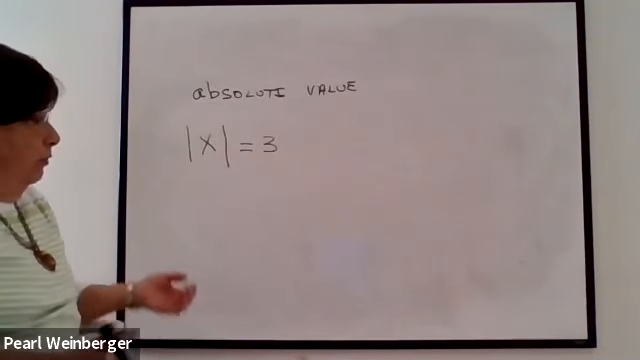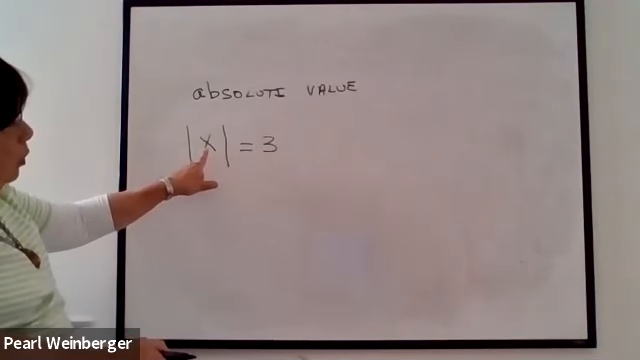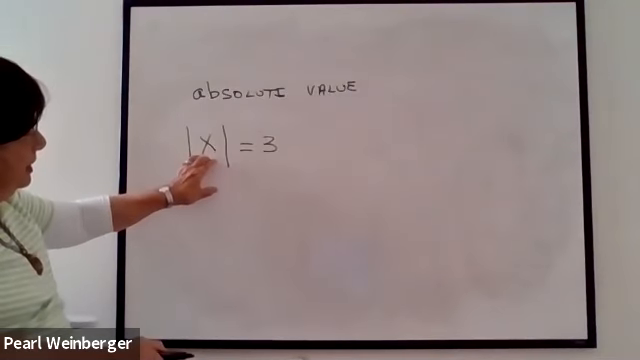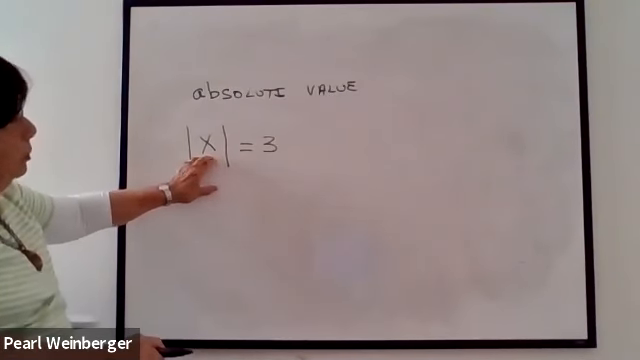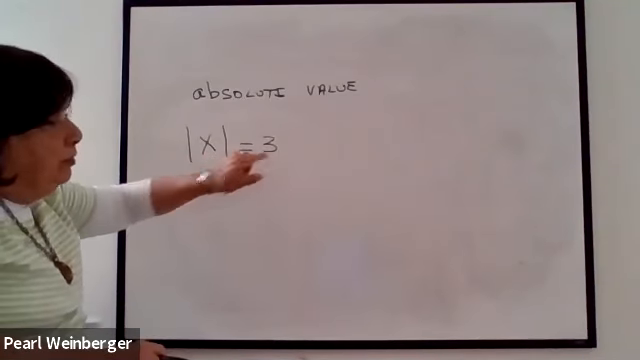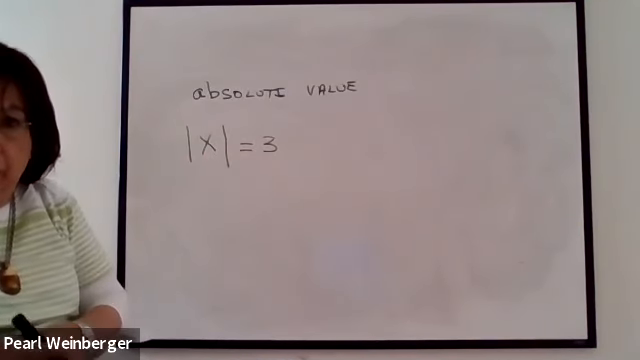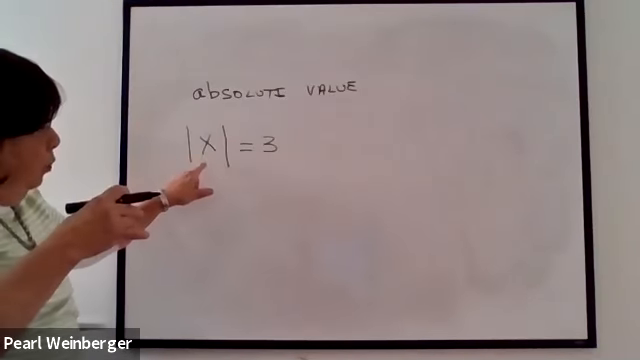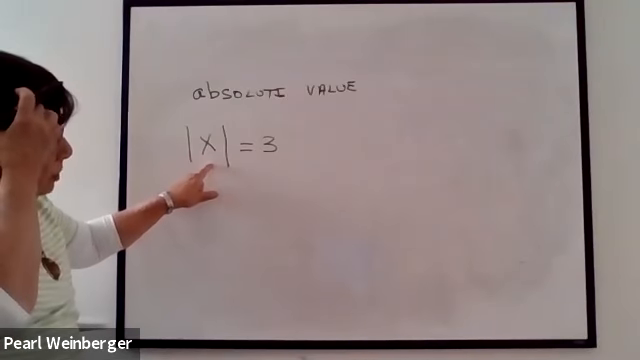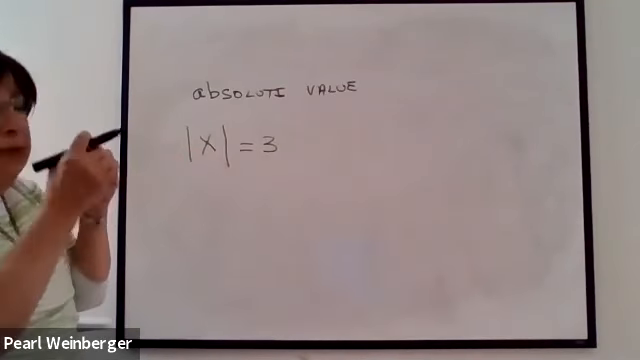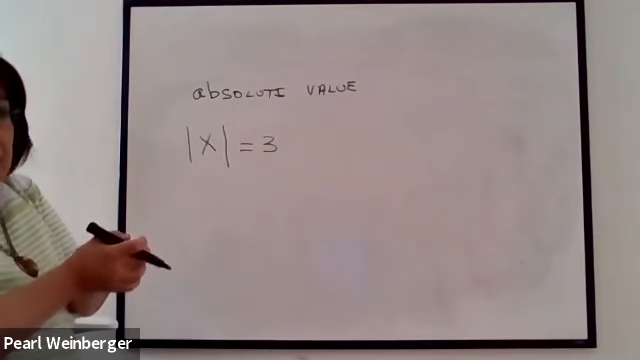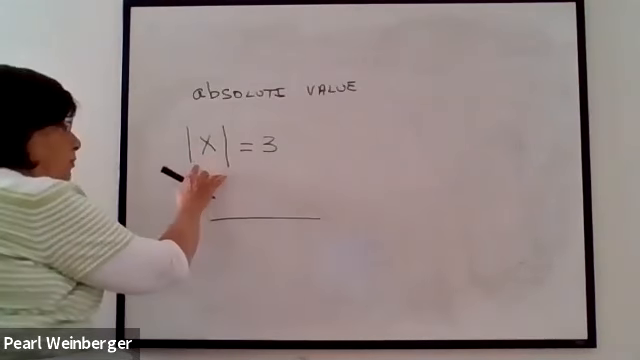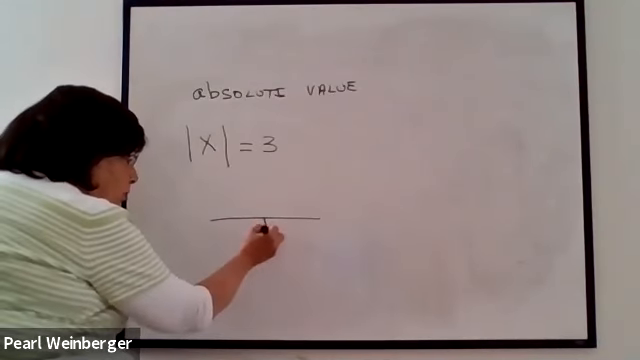What am I asking for here? I'm asking you, what number should my x be originally? What number should be inside this absolute value so that when I take its absolute value, the answer is going to be 3? Or if you're trying to do this graphically, where should I put my number on the number line in order for it to be 3 steps away from the origin? Because that's what the absolute value means. It's how far are you from the origin?